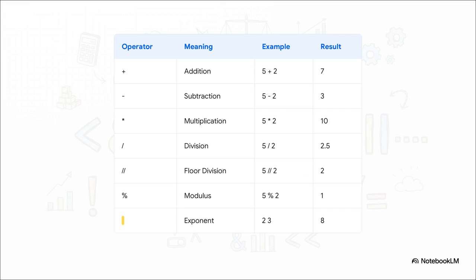Now, a bunch of these are exactly what you'd expect from math class. You know, plus, minus, multiply. But there are a few really cool ones in here. That percent sign, that's modulus, and it gives you the remainder of a division. It is so useful for things like checking if a number is even or odd. And that double asterisk, that's for exponents. So 2 double asterisk 3 is 2 to the power of 3.